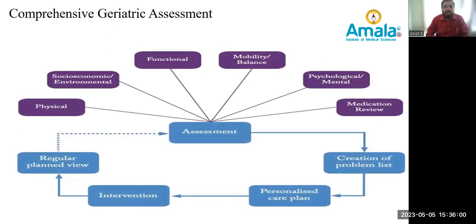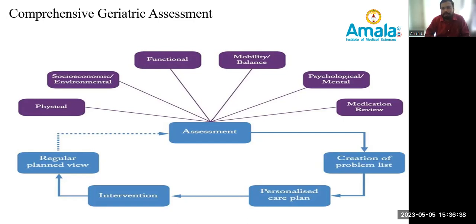The next concept here comes with the comprehensive geriatric assessment. So how do we know whether this patient would require care early enough? For that, medical assessment would not be enough. They need a functional assessment. They need an assessment of mobility and balance. They need a psychological assessment for dementia, a medication review for inappropriate medications, a physical assessment, a socioeconomic and environmental assessment with palliative care. So multiple domains have to be looked into, and this will require a multidisciplinary approach.